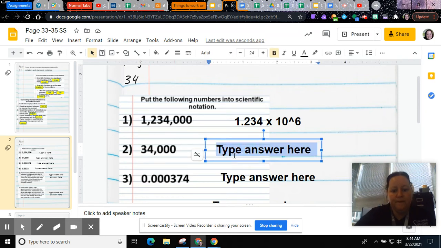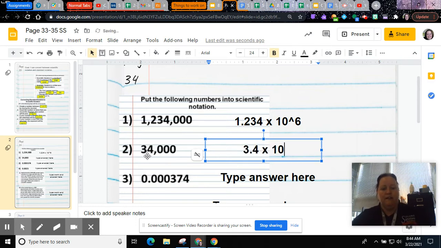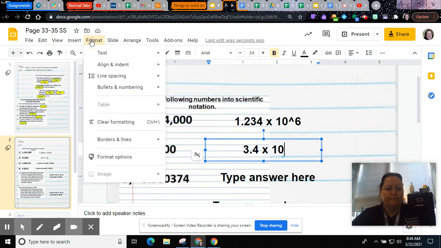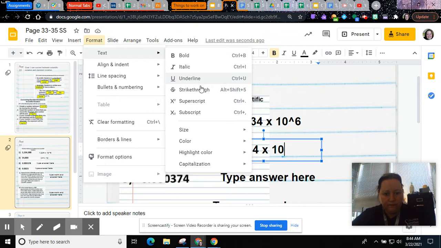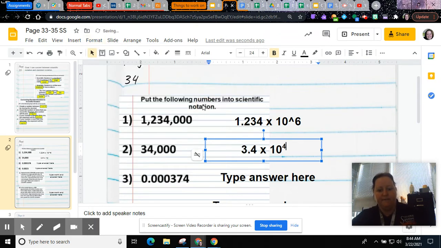Okay, so here, making your number between 1 and 10, that means it'll be 3.4 times 10. It will always be times 10. And then how many places did you move the decimal? 1, 2, 3, 4. And so you moved it 4 places. Looks like you can also hit Control plus a period, and that'll do it. So I moved it 4 places, so my exponent is 4.